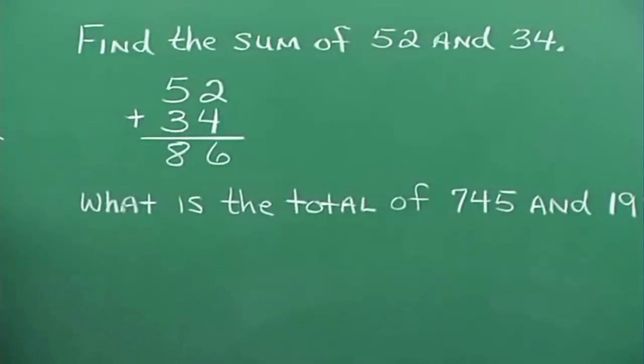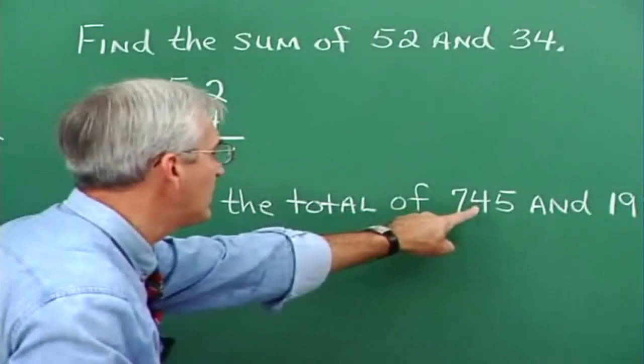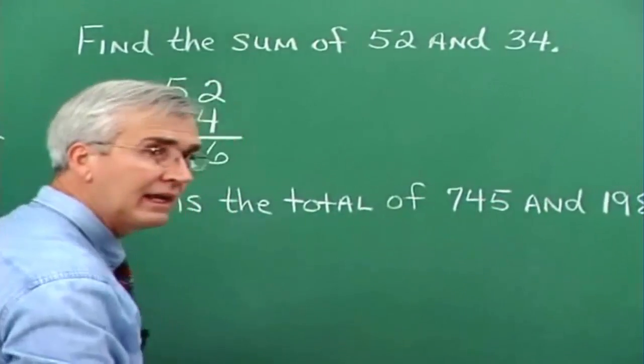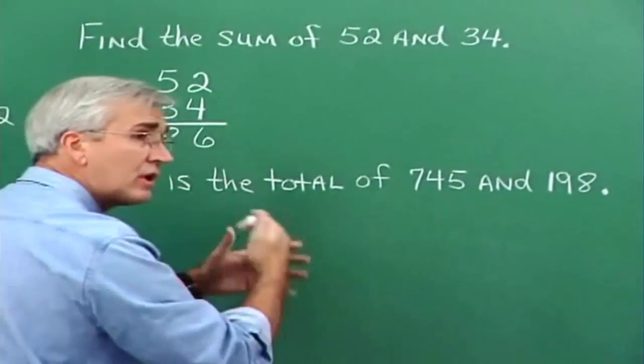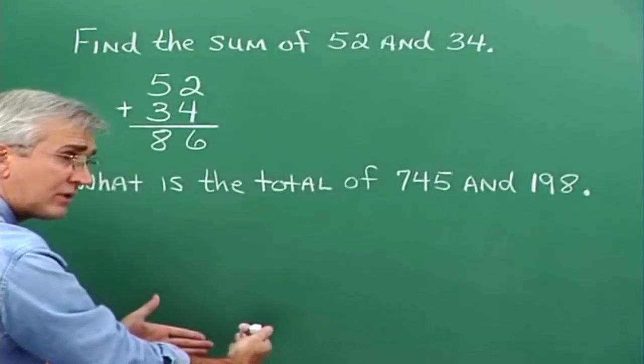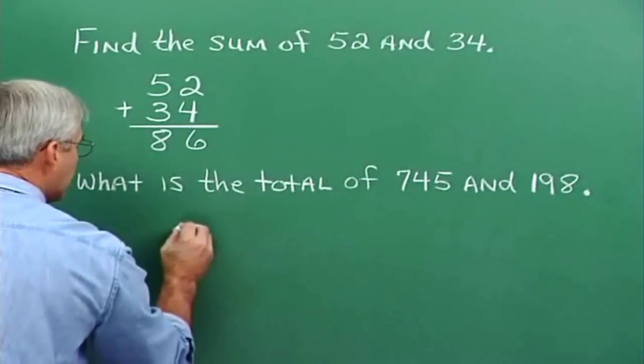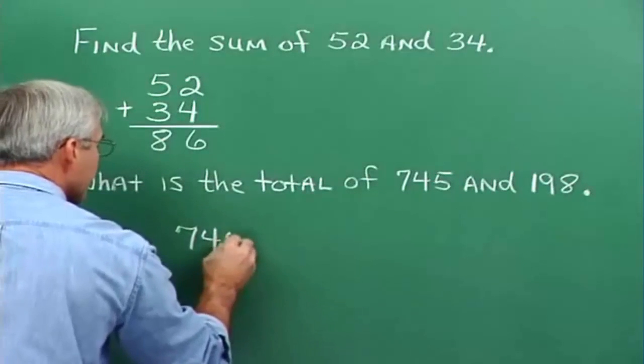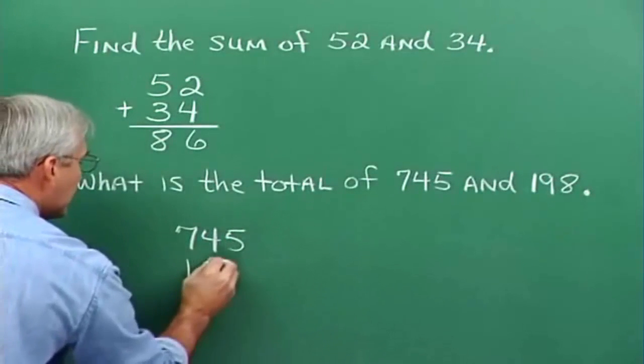Let's go to some larger numbers. What is the total of 745 and 198? Well, once again, we just arrange the numbers so that we can collect the digits that are of the same value. So we would write 745 and then 198.